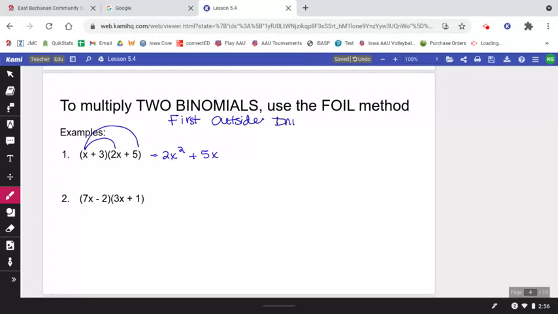The I is the inside terms. So the 3 and the 2x, which is 6x. And the L is the last terms of each binomial. 3 times 5 is 15. Now, after the FOIL method, then we need to combine our like terms here. So we have 2x squared plus 11x plus 15.